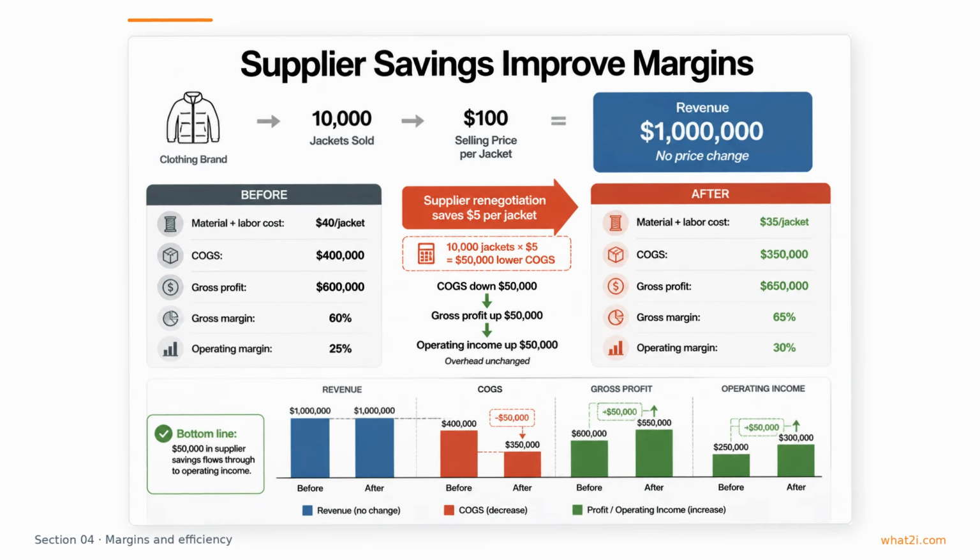If overhead stays flat, operating income also rises by $50,000, moving operating margin from 25% to 30%. The lesson is simple. When savings occur in a major cost layer and revenue holds steady, margins can improve quickly.